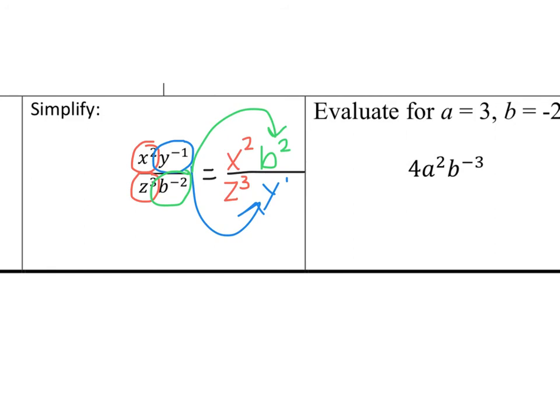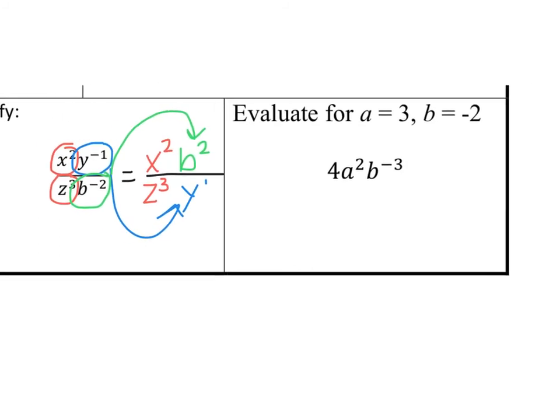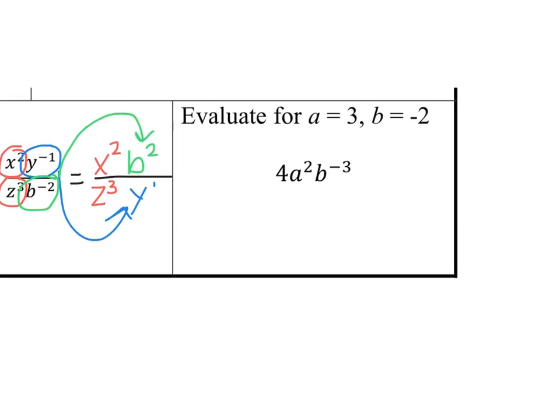So if it's negative on the bottom, bring it to the top, make it positive. If it's negative on the top, bring it to the bottom and make it positive. So in example 2, evaluate A equals 3 and B equals negative 2. So let's go ahead and do that. So I'm just going to rewrite the parts of this that I don't need to change. And so 4 is not going to change.